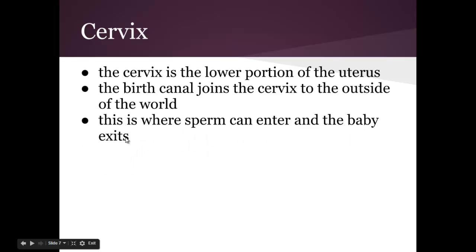After the baby develops in the uterus, it will eventually, after 9 months, need to leave the body, and it will leave the body through the cervix. The cervix is the lower portion of the uterus. The birth canal, which is where the baby exits from, will join the cervix to the outside of the world, and the cervix is the location where the sperm can enter the female and where the baby will eventually exit the female.